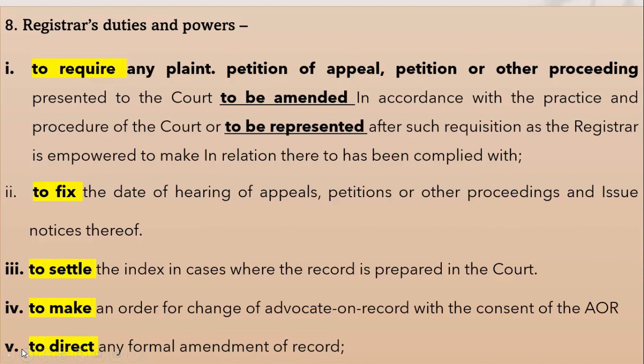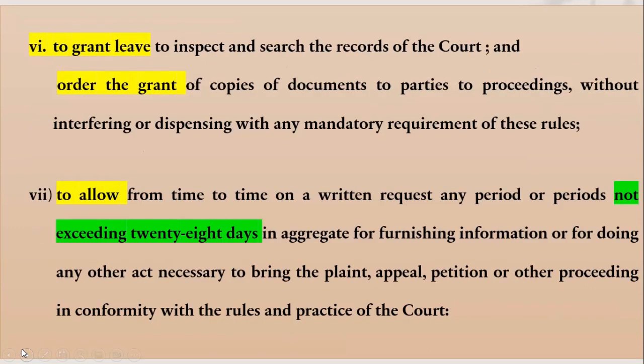Now let's see sub-rule 2. To fix the date of hearing of appeals, petitions or other proceedings and issue notices thereof. Sub-rule 3 provides to settle the index in cases where the record is prepared in the court. Sub-rule 4. To make an order for change of advocate on record with the consent of the advocate on record. Sub-rule 5. To direct any formal amendment of record. Sub-rule 6 provides to grant leave to inspect and search the records of the court and order the grant of copies of documents to parties to proceedings without interfering or dispensing with any mandatory requirement of these rules.